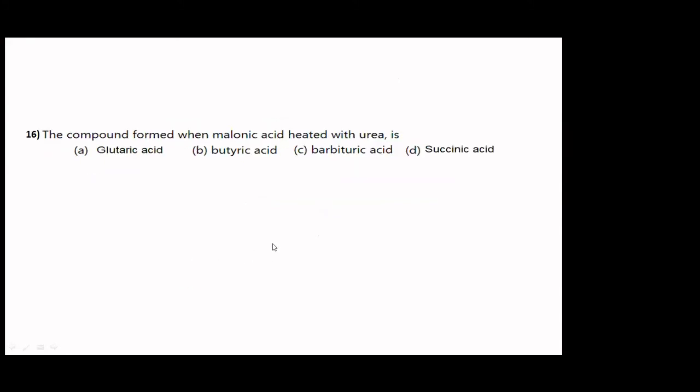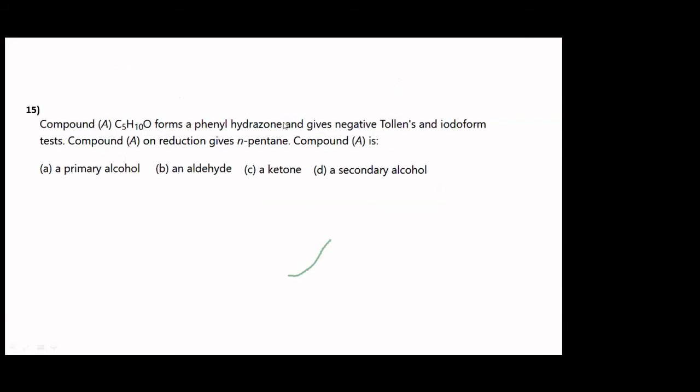The compound formed when malonic ester is heated with urea is... Option C, ma'am, barbituric acid. You want me to repeat the previous one, is it? Somebody is asking me to repeat that. The question number 15, is it? Okay. Let me go back to that. Someone wants to know. Just a moment. I'll come back to this. This is the one which is there. Yeah, 15th question. You want me to repeat?